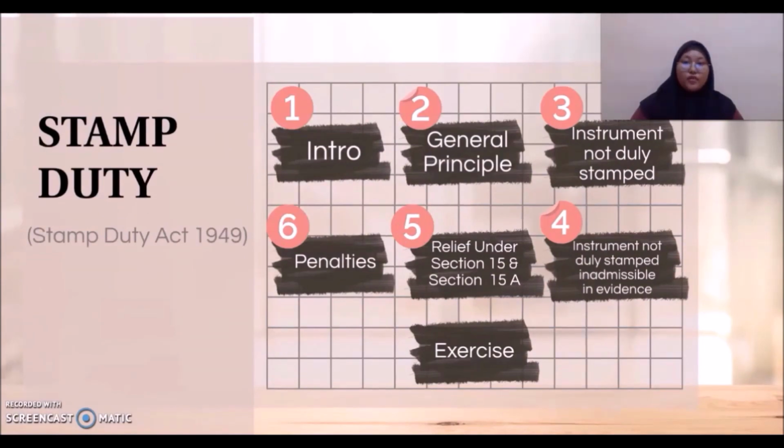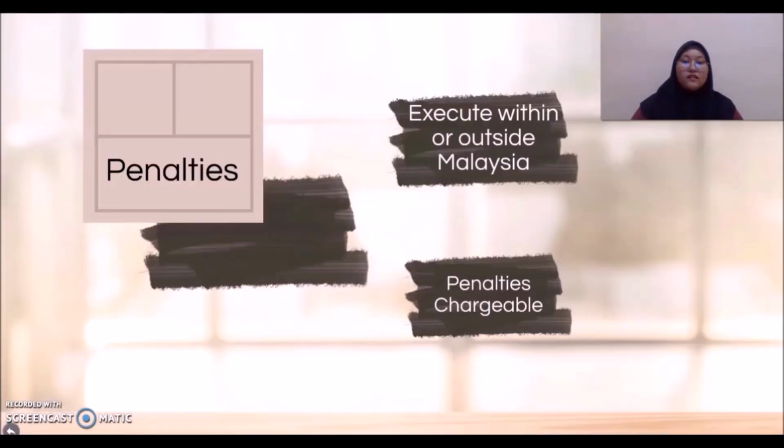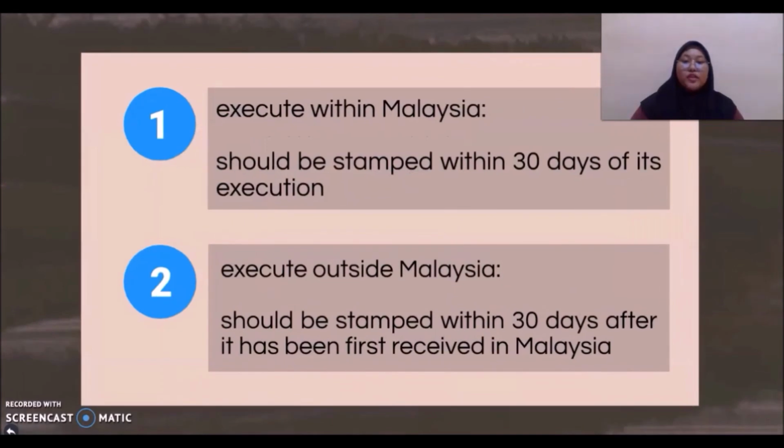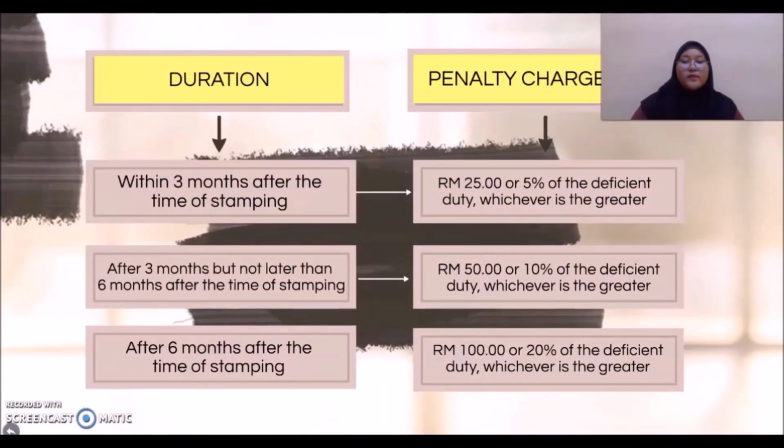Now we will move to the penalties. An instrument should be stamped within 30 days of its execution if it is executed within Malaysia. But if it is executed outside Malaysia, then it should be stamped within 30 days after it has first been received in Malaysia. The penalty depends on the duration. The longer the duration, the higher the penalty will be.